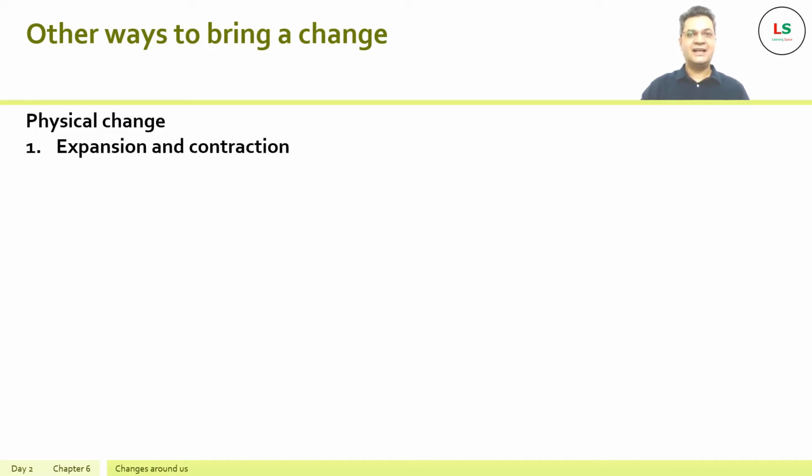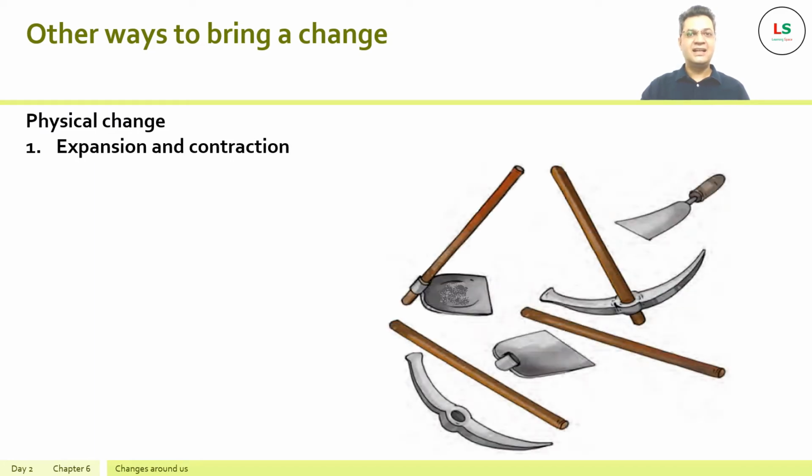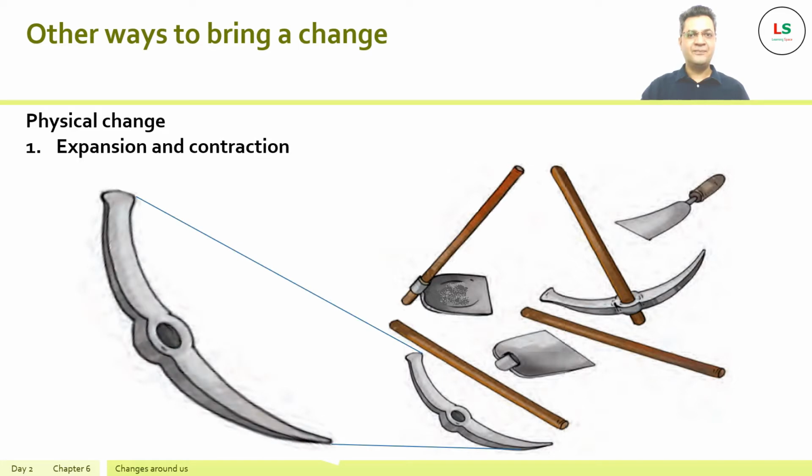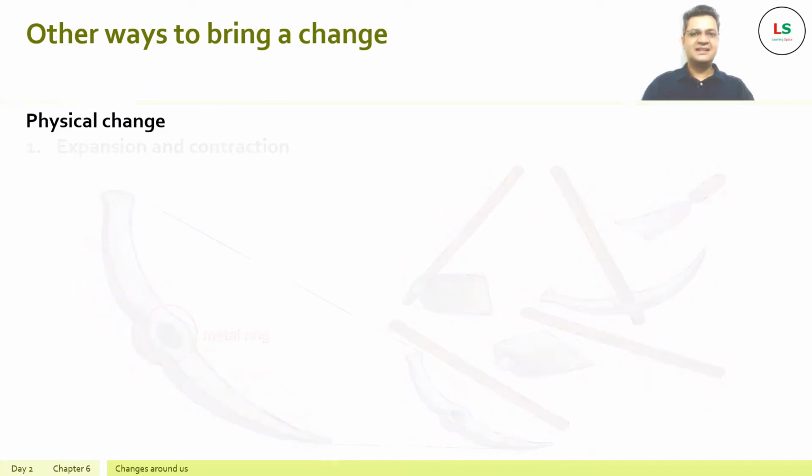Let's have the first one, expansion and contraction. In order to fit the wooden handles to the farm equipment or metal tools, the ring of the metal tool is heated, it expands and accommodates the wooden handle. On cooling, the metal ring contracts to hold the wooden handle firmly.